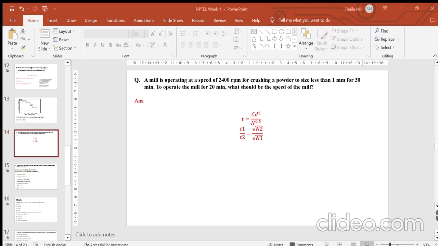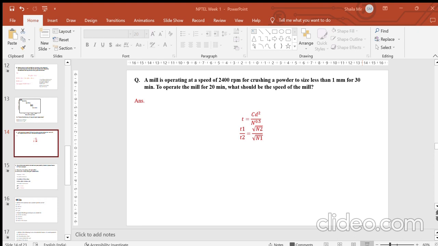Now there is one more question. This question is based on the time required for the grinding. We have a mill, and that mill is operated at a speed of 2400 rpm, rotations per minute. It is used for crushing to a size less than 1 mm for 30 minutes. You have to operate the same mill, same conditions, for 20 minutes only. You want to operate it for a smaller duration of time. So what should be the speed of the mill?